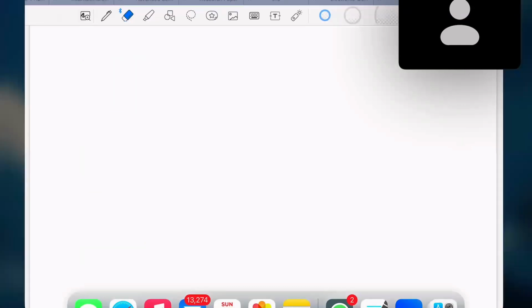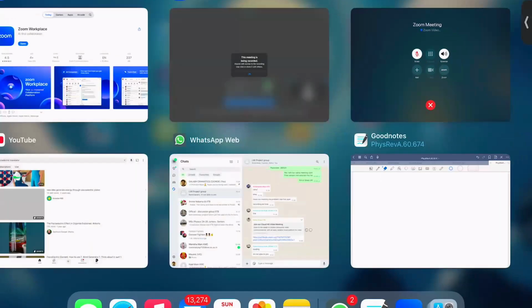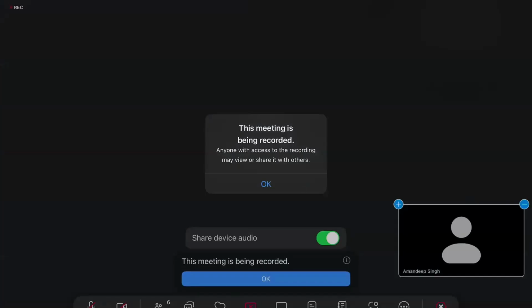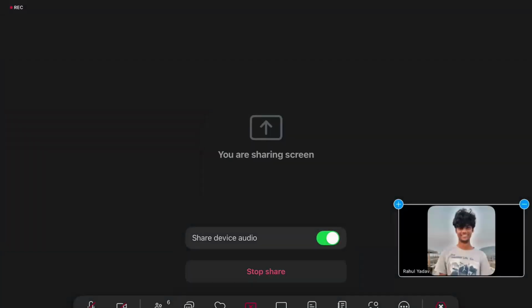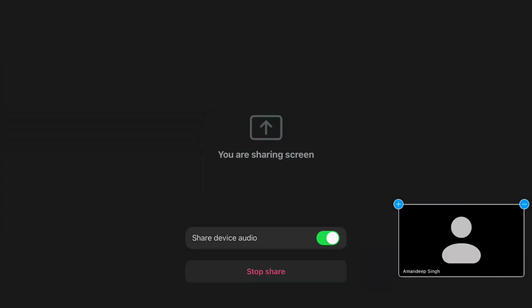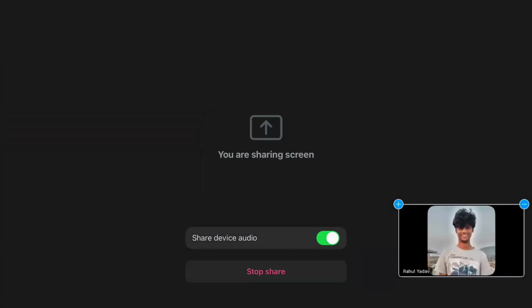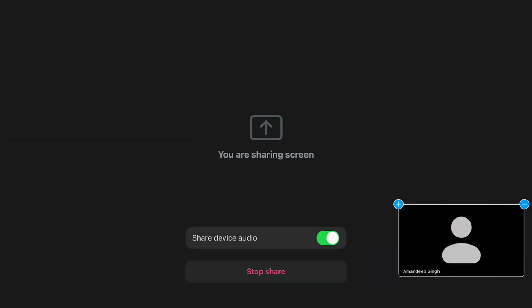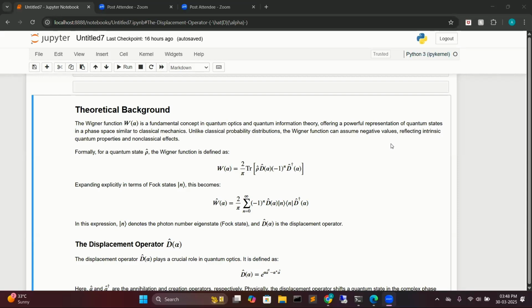Rahul? Hey, Amandeep, can you hear me? Yeah, we can hear. So you can start now. Your screen is visible. Okay, and is my laptop screen also visible? Let me check. I'm presenting my Jupyter notebook. Let me stop sharing from here, and anyone can verify that his laptop screen is visible. No, it's not visible. Yes, it is visible now. Okay.